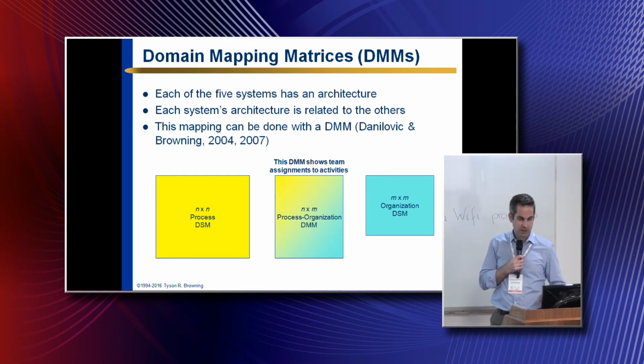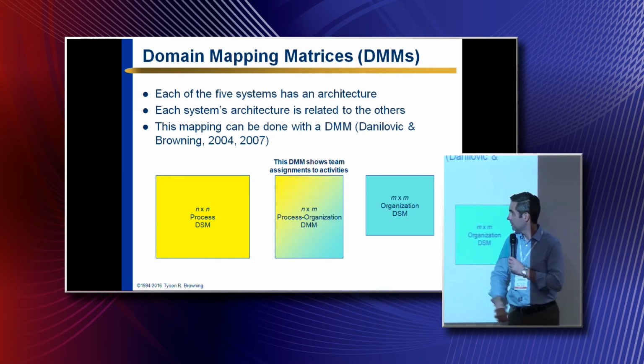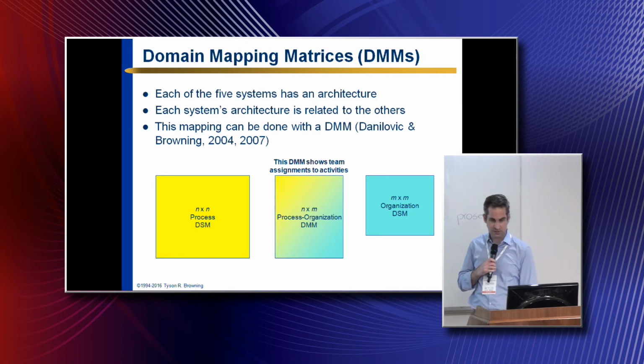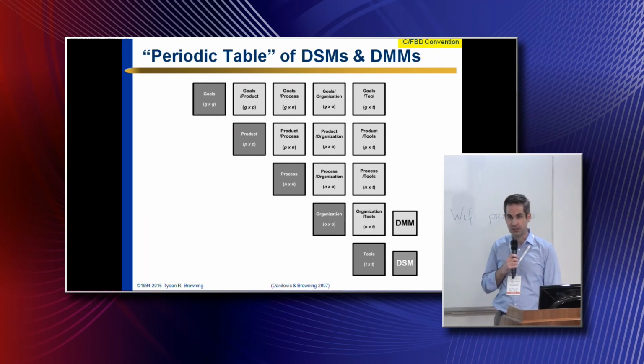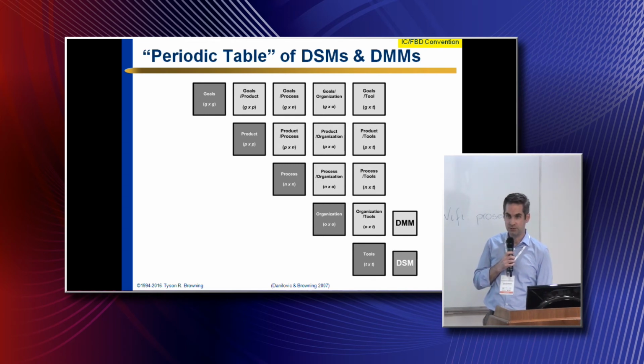So DMM is a rectangular matrix that just maps from one domain to another, such as assigning people or teams in an organization to activities in a process. So some kind of responsibility assignment matrix or RACI matrix, as is commonly used in project management. Very common example of one of these. So this is a collection of DSMs and associated DMMs that might exist out of those five I mentioned before. Not all of these have been created necessarily. Just like the periodic table, maybe there are some blanks, where you discover a new element because you infer its existence based on the others.